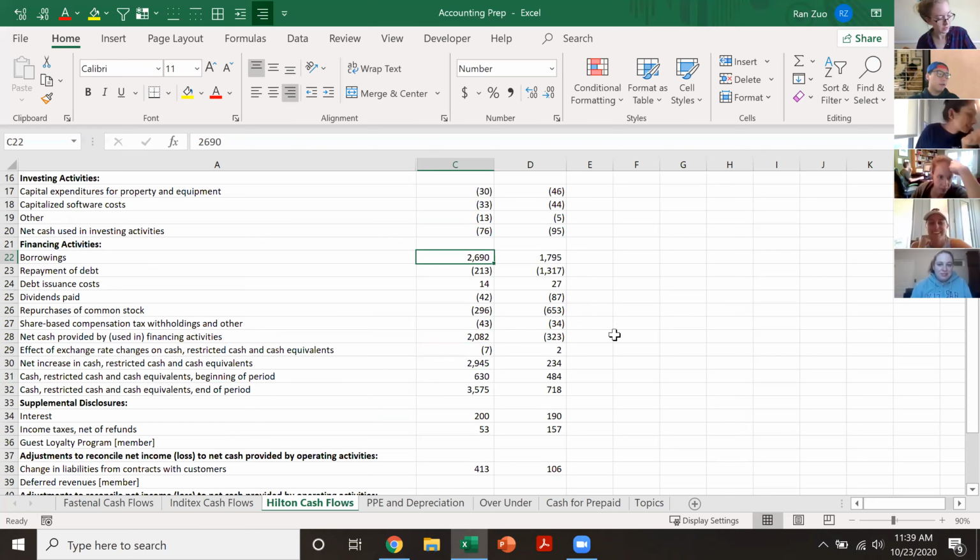Cool. Any questions on that? Could you explain row 28? So it looks like a year ago at this time, it was negative. You're asking about this negative 323 number. So it looks like they paid off more debt. They also repurchased some of their common stock. So that's like Hilton going out in the open market and buying back their own stock. That's called treasury stock.